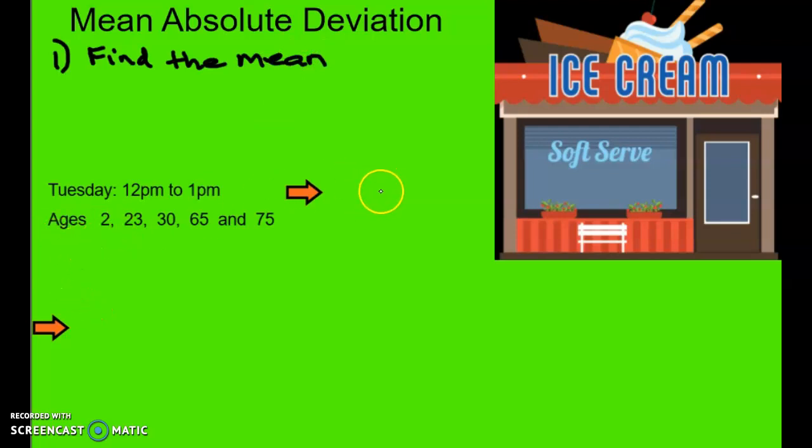So we're going to add this here: 2 plus 23 plus 30 plus 65 plus 75. We add those up real quick and that should be 195. And we have 5 numbers, so I'm going to divide by those 5 numbers.